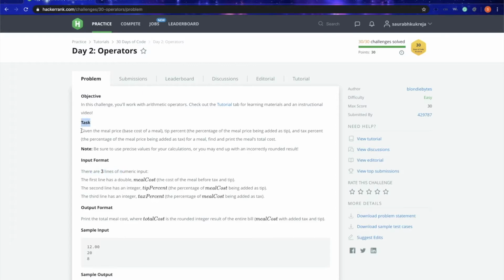It is a basic scenario wherein you go to a restaurant or a hotel and you're given a meal price and then a tip percentage and then a tax percentage, and you have to calculate the total cost of the meal, right? And the input format is, it will be in 3 lines. So the first line is meal cost, the second line is tip percentage, and the third line is tax percentage, right?